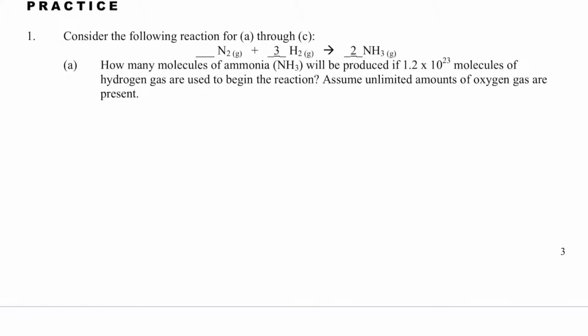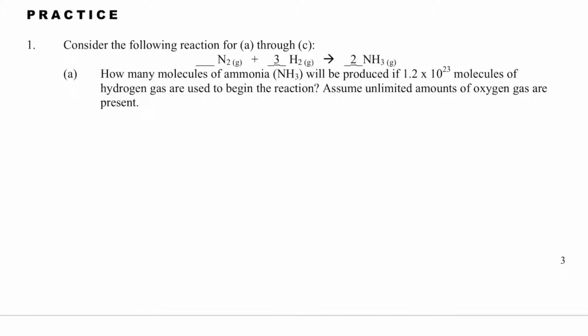So in number 1, it says how many molecules of ammonia, which is NH3, that's what's in window cleaner, will be produced if we have 1.2 times 10 to the 23rd molecules of hydrogen gas, and we have unlimited amounts of oxygen gas. So we are going to convert to molecules of ammonia.